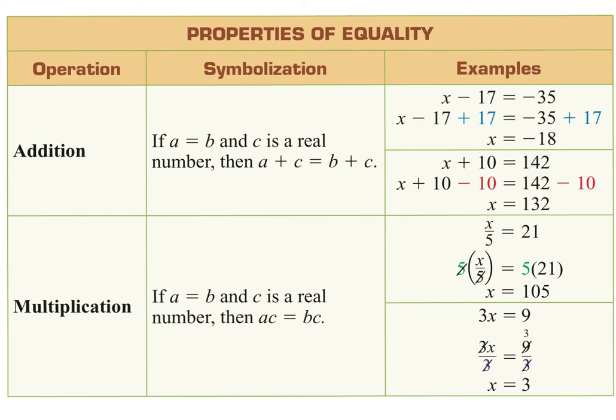The same thing is true of multiplication. If you start out with two things that are equal, multiplying both sides by the same number doesn't change the equality. It keeps it equal, as does dividing both sides. And they give you some examples there. All right. The example up here, x minus 17. They added 17 to both sides. It maintained the equality here. X plus 10. They subtracted 10 from both sides. It maintained the equality. They were dividing, so they multiplied both sides. They were multiplying, so they divided both sides.